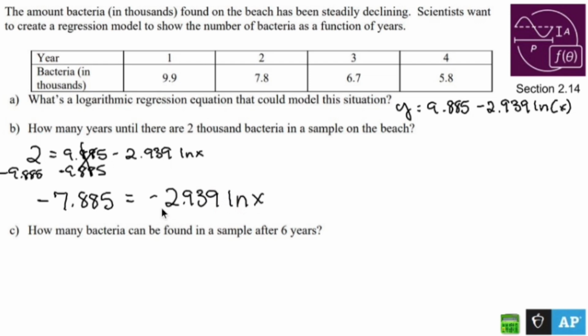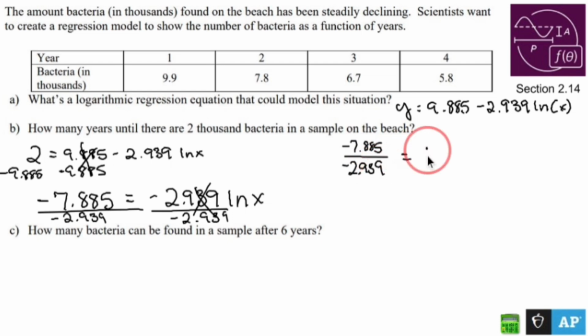I'm going to divide both sides by negative 2.939. Now, I'm not going to do as much right now because it's a pain to keep going back and forth when making these videos and going to my calculator. So what I have right now is that fraction, negative 7.885 over negative 2.939, equals ln of x.